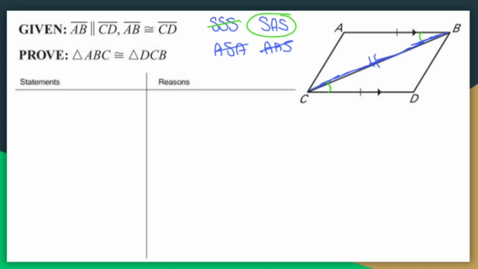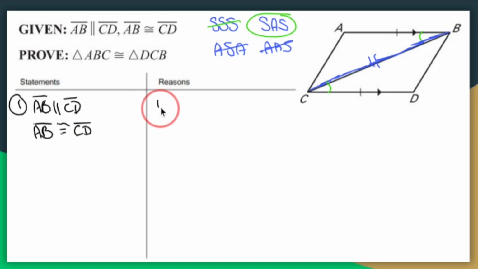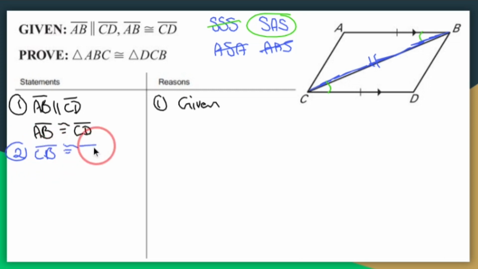Let's write out our given first: AB is parallel to CD and AB is congruent to CD, given. It doesn't matter the order that you do these. This is just the order that I discovered them. So I could say CB is congruent to CB. And whenever you say that a line is congruent to itself, that is the reflexive property. Okay, reflexive property.